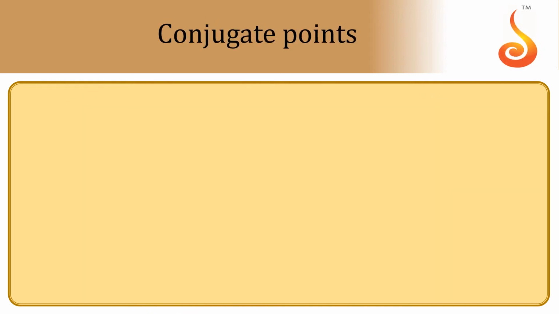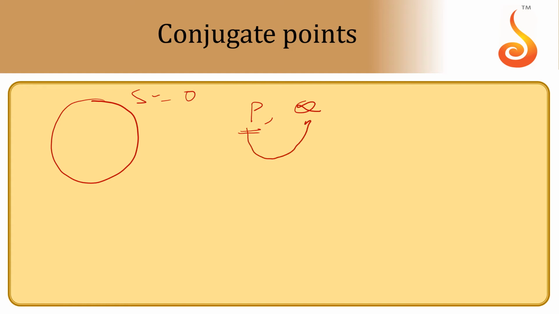Okay, let us discuss what are conjugate points. Suppose there is a circle S equals 0. There are 2 points P and Q such that the polar of P passes through Q. Naturally, the polar of Q passes through P. So P and Q are in such a way that the polar of P passes through Q and the polar of Q passes through P. Then these 2 points are said to be conjugate points.